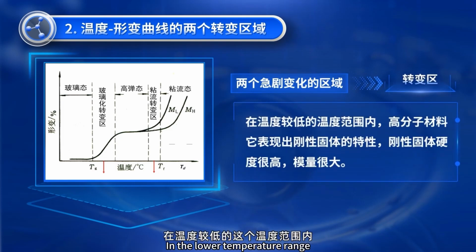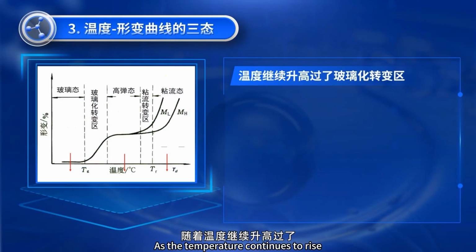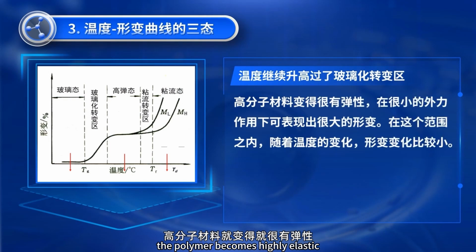In the lower temperature range, the polymer behaves as a rigid solid. A rigid solid has high hardness and a high modulus. As the temperature continues to rise, after this transition region is passed, the polymer becomes highly elastic. Under a small external force, it can undergo large deformations. At the same time, within this range, as the temperature changes, its deformation varies only slightly.